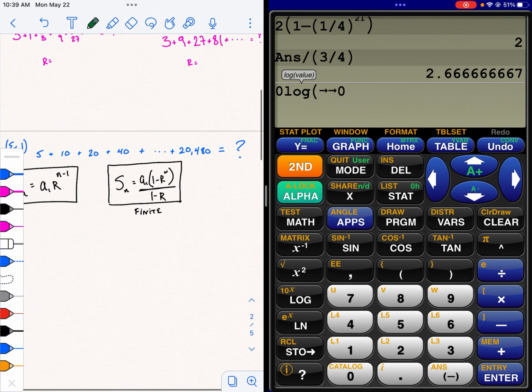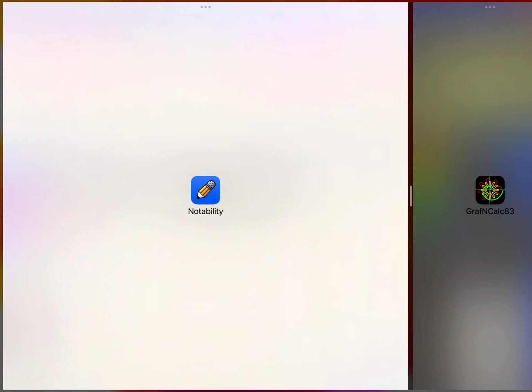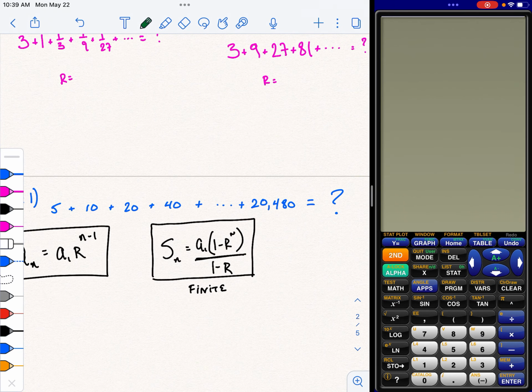All right, final piece. I'm going to leave this calculator there because we might need it, but I'll make it a little bit smaller. All right, here we go.